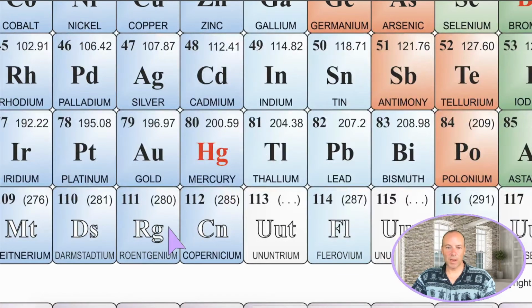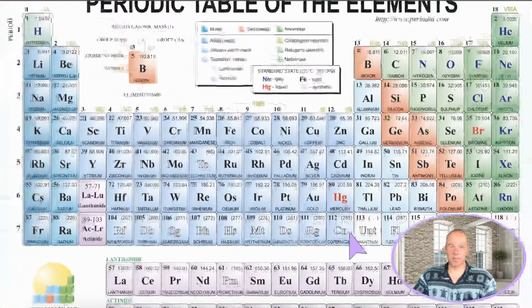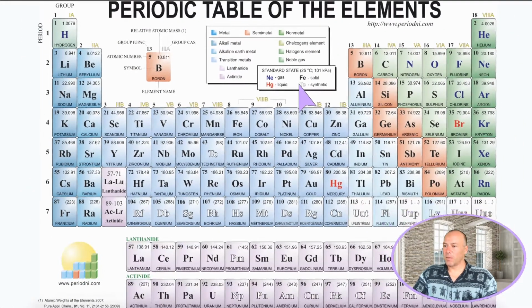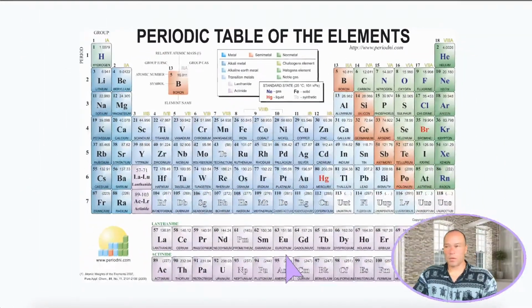Now, the ones with the clear font are the synthetic elements. They're the ones that are made by humans. You don't find them in nature, or at least not yet. So that's kind of interesting. And this table right here has a lot of useful information on it, and I like it. I like the colors too. But let's take a look at a few others.